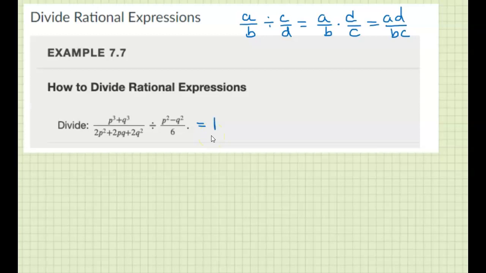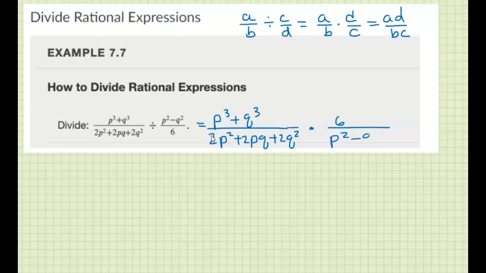Okay, so let's rewrite. We have p to the 3 plus q to the 3 over 2p squared plus 2pq plus 2q squared times 6 over p squared minus q squared. There you go. So change it to a multiplication by writing the reciprocal of the second fraction. All right, now factor everything you see.